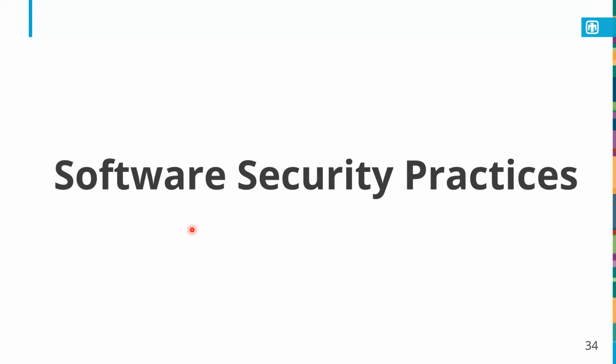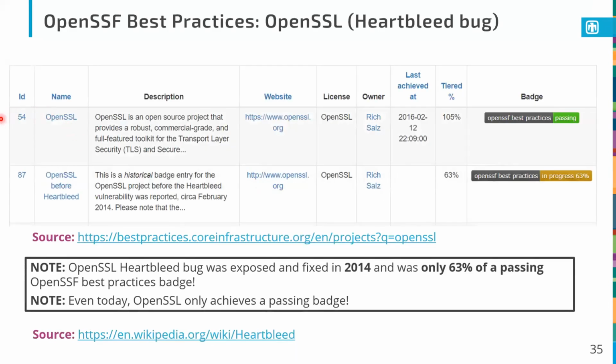Right, so let's talk about some of the security practices in a little bit more detail here, where things get interesting. What's interesting is that the OpenSSL project actually created two different entries in here. They created 87, which marks where the OpenSSL project was before the Heartbleed bug. And then they have a current project, OpenSSL, for what they have done after the Heartbleed bug.